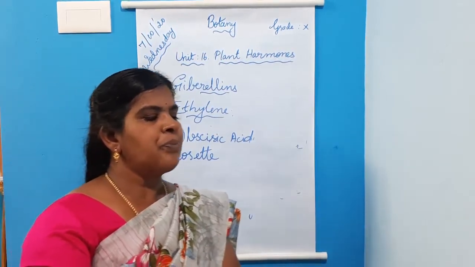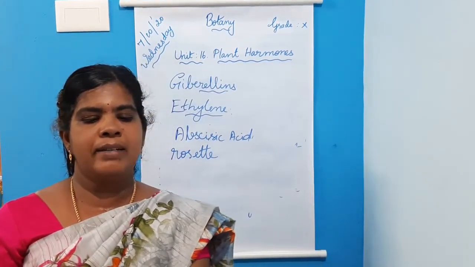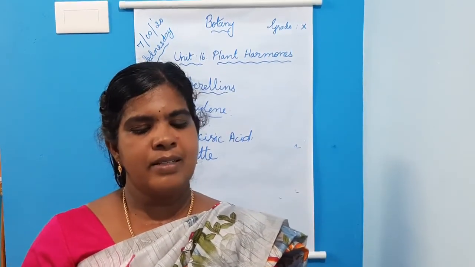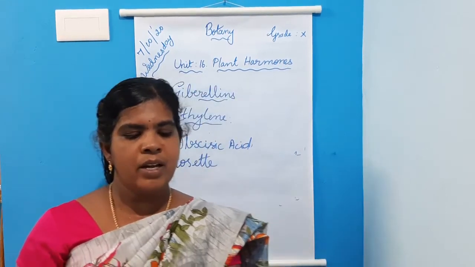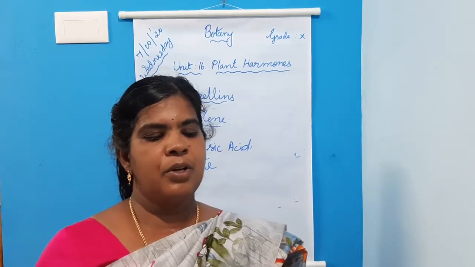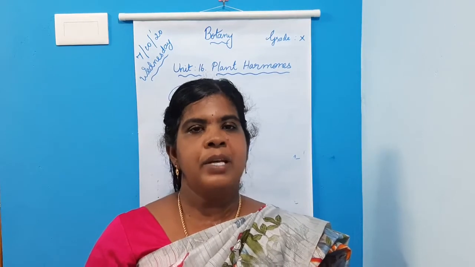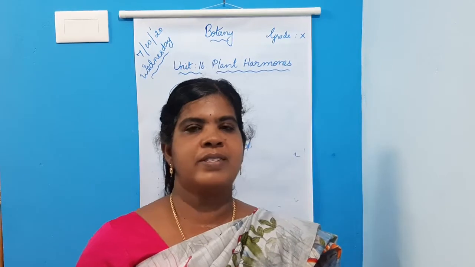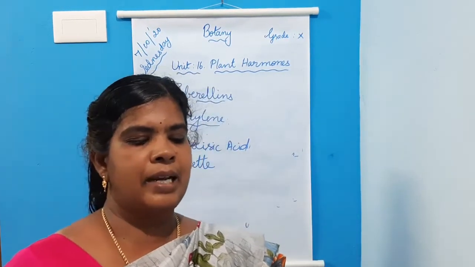Turn to the next page. Match the following. Match column 1 with columns 2 and 3. First, auxin, coleoptile tip, apical dominance. Under the third column, you have to mark apical dominance. Second one, ethylene: second column, fruits; third column, ripening.